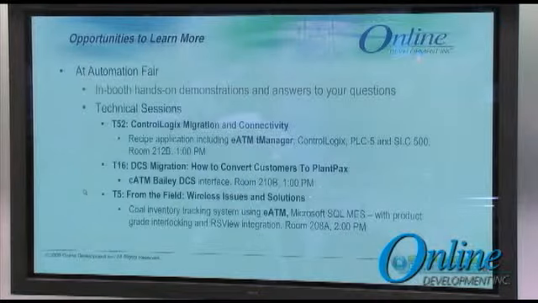Session T16 is DCS Migration, how to convert customers to plant packs, and that includes our CATM Bailey DCS appliance to simplify Bailey DCS console migration. Session T5 is a case study presented by River on a coal inventory tracking system. This system includes an eATM X coupler with a Microsoft SQL database. These sessions are all listed in your Automation Fair program.